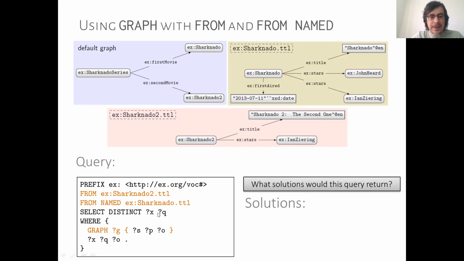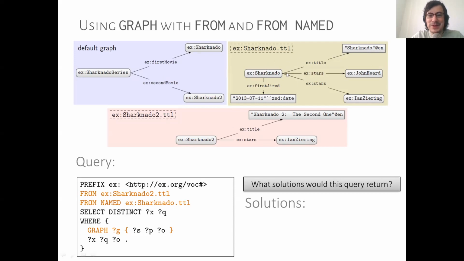I'm sorry. Yeah, no, that's correct. Yeah, so FROM NAMED says sharknado.ttl. And then we have a join where we say X Q O. So we're looking for all of the triples in the default graph whose object appears also as an object in the named graph. Okay, so we have this join on O. So if we look at this, we see that the only, no, in fact, there's not. No, I'm mistaken.